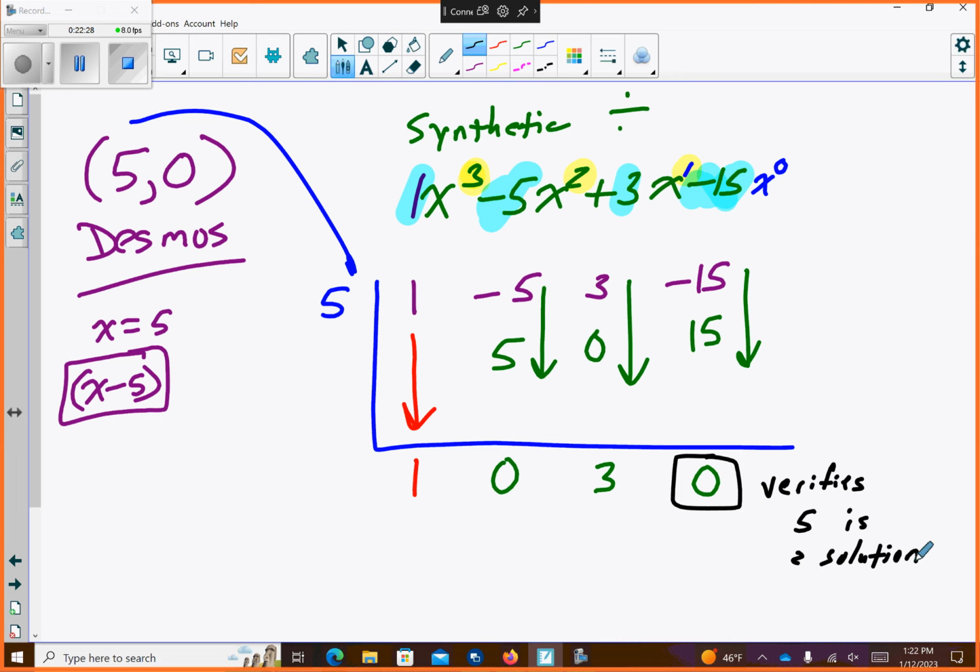If that 0 was any other number, that would just mean that the point 5, whatever that number is, exists on the graph, but not at the x-axis. So notice I have 5, 0 here. I have 5, 0 here. That's what it means. Okay?